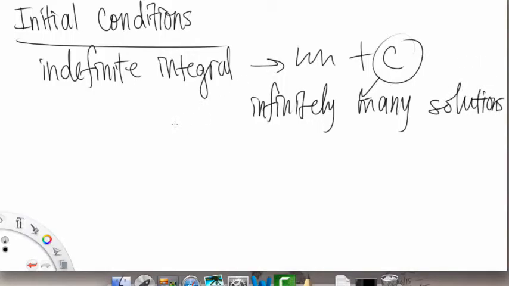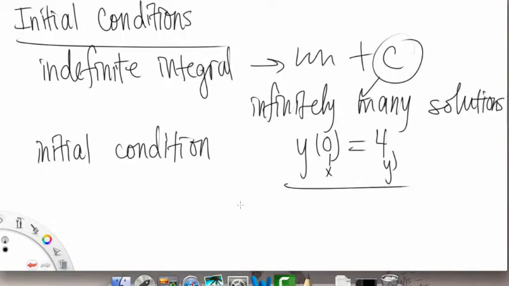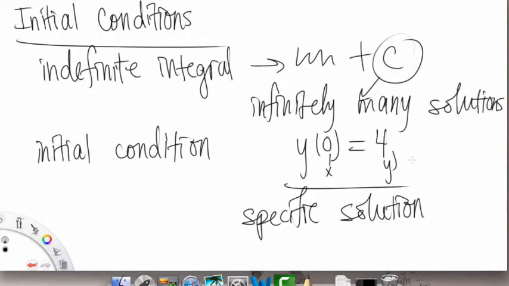So now what we can do is we can actually pin down a particular solution by imposing or using what's called an initial condition. Okay, so what an initial condition allows us to do, such as, I'll give you one, like y of 0 is equal to 4. So that means when you plug in x equals 0, you get out y equals 4. So when we have an initial condition like this, what it forces us to do is find a particular or a specific solution. Specific solution, okay? And I'll show you an example on the next slide.